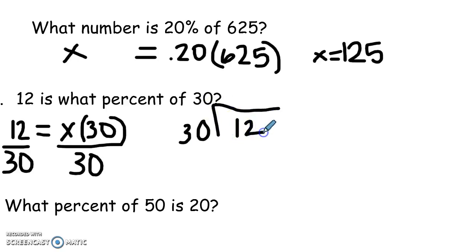Pause the video now and divide 12 divided by 30. You should have gotten 0.4, and you have to change this to a percent. We know to change a decimal to a percent, we move the decimal place 2 places to the right. 1, 2. So your percent is going to be 40%.